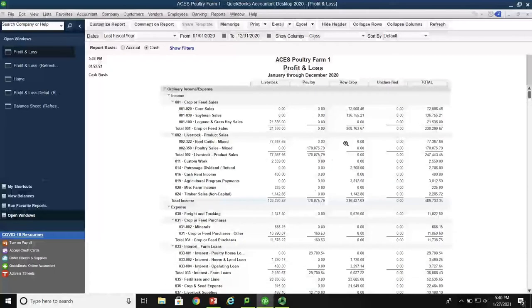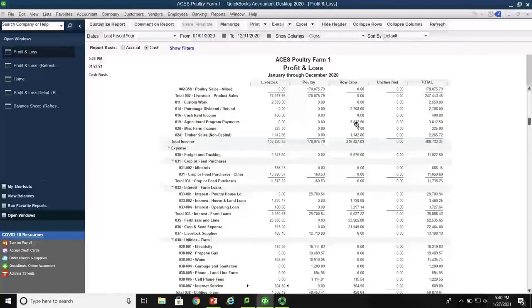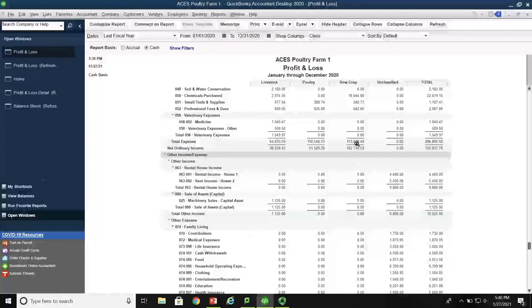The third enterprise on the farm is row crop, and you can see that's made up of corn and soybean sales for a grand total of $208,000. Come down here, looks like we had some other patronage dividends and some USDA payments to increase our income on row crop to $216,000. Total expenses of $113,000, so that net ordinary income is $102,000. And there's nothing here under unclassified, so we have a clear picture of which operation made money for us this year. All three of them made money, but the one that made the most money was the row crop operation, and the poultry operation came in second, with the livestock operation coming in third. So all three enterprises were profitable for 2020 using these sample numbers.